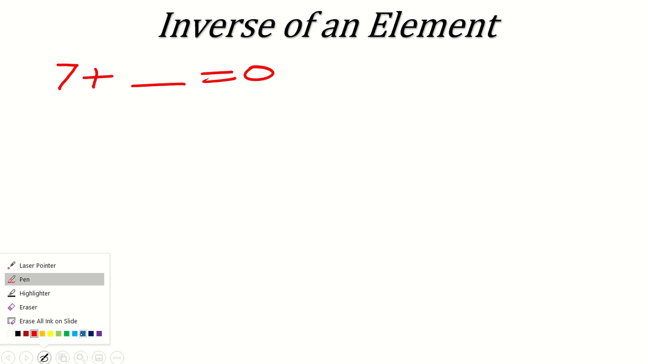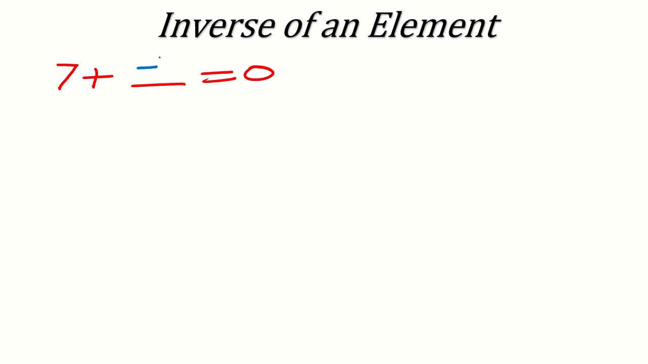Now this is the last property, inverse of an element. Again, for example, identity element depends on addition or multiplication. Similarly, inverse of an element depends on addition or multiplication. Now, if I ask you a question, what number you will add to 7 to get the answer 0? Listen to the question again. What number you will add to 7 to get 0? So the answer is minus 7.